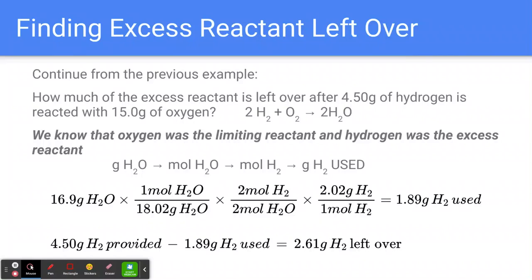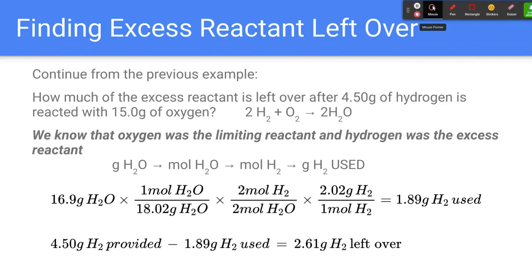All right, so this is a continuation of the last problem. And this one, we're trying to figure out how much of the excess reactant is left over if 4.5 grams of hydrogen is reacted with 15 grams of oxygen. We already did the problem. We already know how much water can be produced. It was 16.9. So we're going to reuse that 16.9 grams of water here. And we're going to go backwards to grams of hydrogen because hydrogen was our excess reactant. So we're going backwards to hydrogen. We figure out that only 1.89 grams of hydrogen was used.